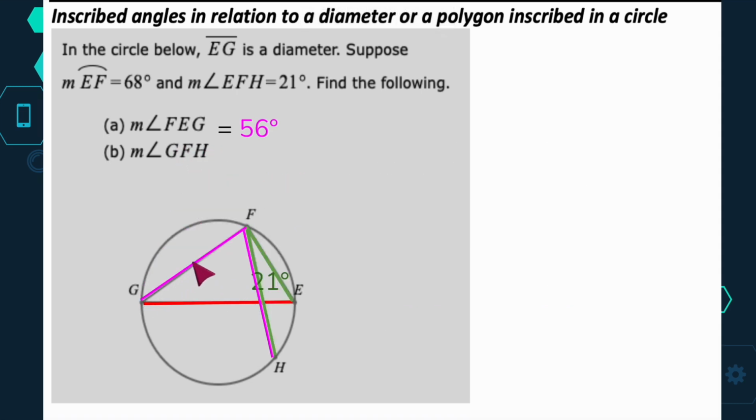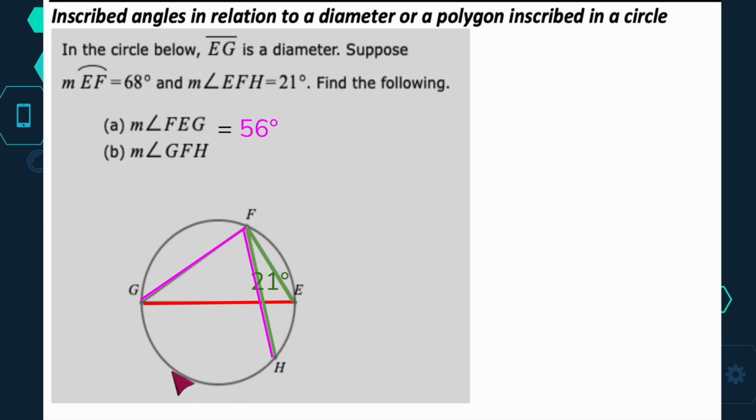The next piece they ask us to find is GFH. You can see that here highlighted in pink, GFH. I'm going to need to use that green angle. You can see it's right next to it, so we're going to use that piece that we ignored for the first part. We're also going to use the semicircle idea again. I don't necessarily know what the arc is or what the angle is. So again, I need to know this GH arc in order to go back and find this angle.